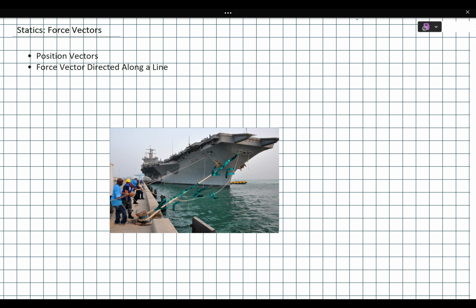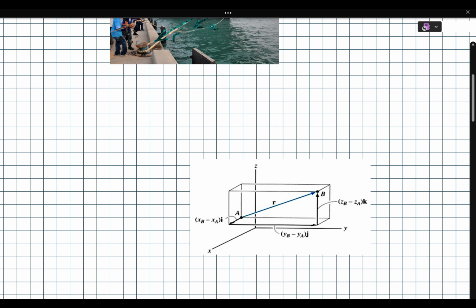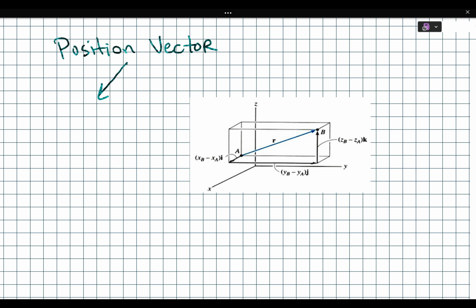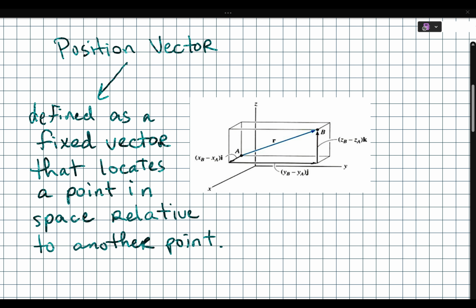Okay, so let's take a look at this first piece. And we're looking at position vector here. Okay, so a position vector is defined as a fixed vector that locates a point in space relative to another point.